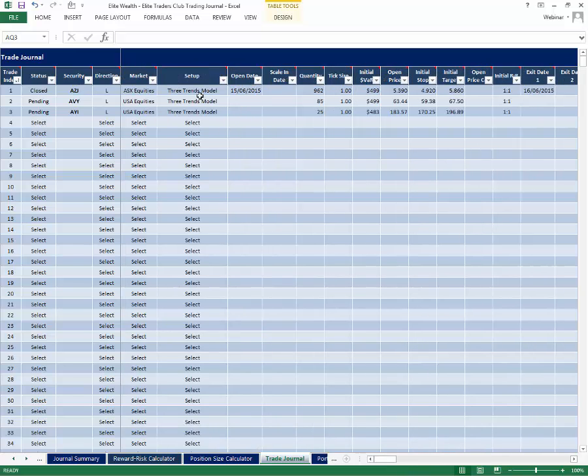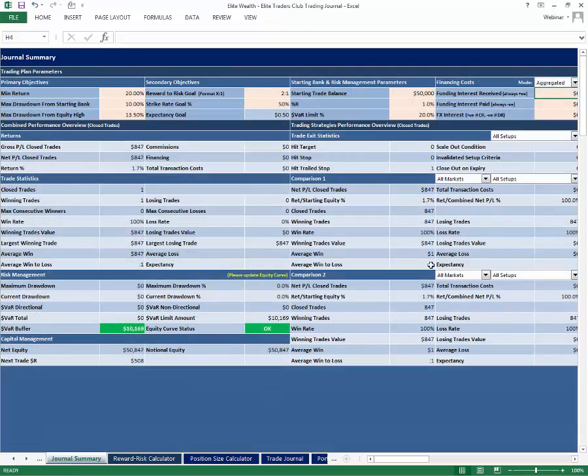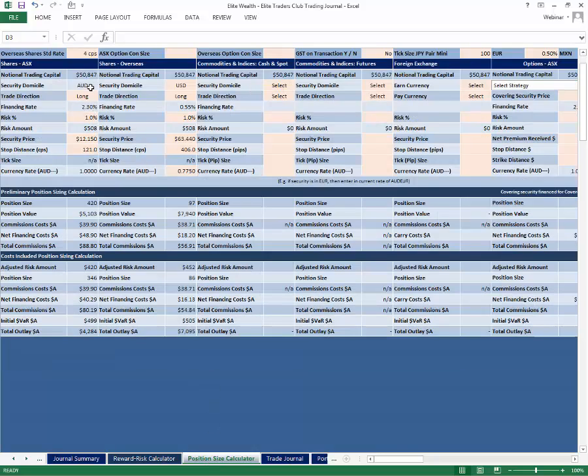You have your record here. This will feed through to the journal summary page. You can see our results in here. It's not very exciting with just one trade, but that will build up, of course. And in the position sizing calculator, we now have a profit, so that is automatically adjusted, and the amount at risk at 1% is now $508 instead of $500, which it was initially.